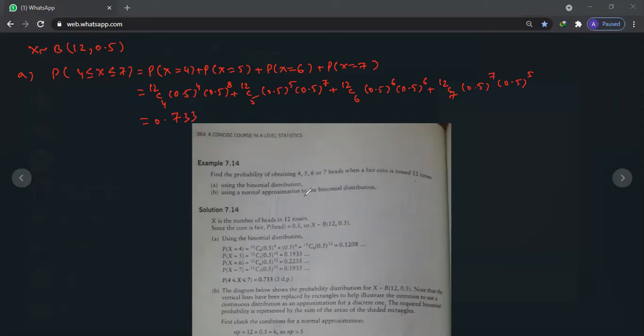Now the part B is using a normal distribution, using the normal approximation to the binomial distribution. Now we will solve this question with the help of normal distribution.